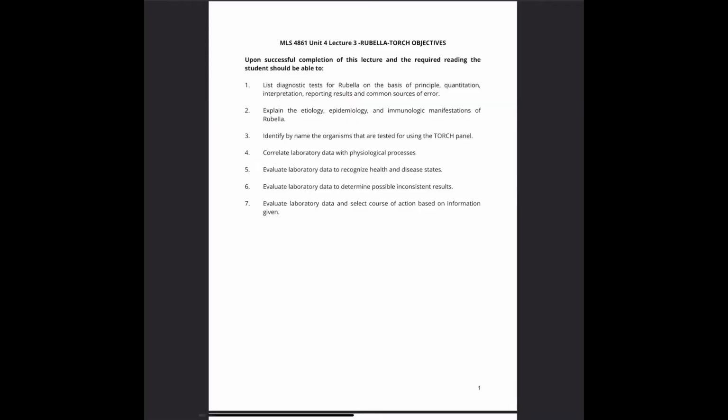Hi everyone, this is Immunology Unit 4, Lecture 3. We'll be going over rubella and TORCH. So here are your objectives.